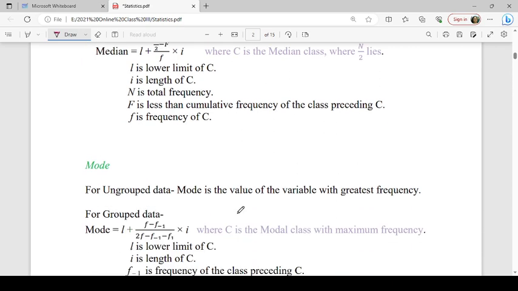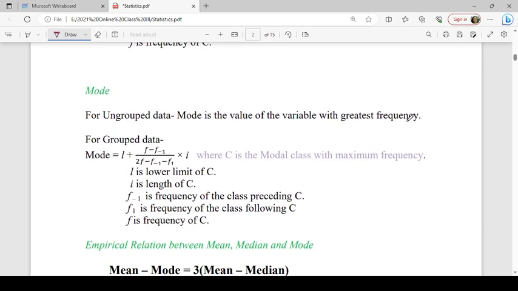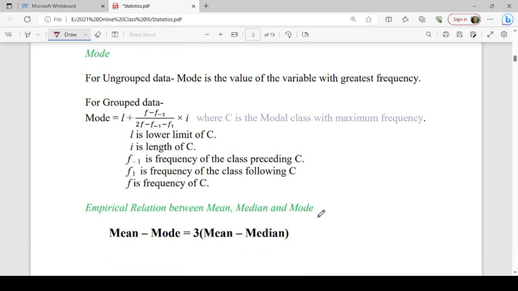And mode is the value with the greatest frequency. For grouped data, this is the formula, where C is the modal class with maximum frequency. There is also an empirical relation between mean, median and mode: mean minus mode is equal to 3 times (mean minus median). This gives an approximate value. If we know mean and mode, we can find an approximate value for median, like that.